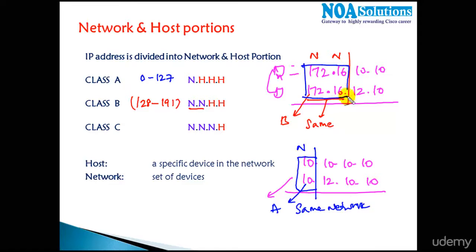In case of B class address, we have to compare the 2 portions, and in case of C class, we have to compare 3 portions. So all the 3 portions have to be the same in order to be in the same network in case of any C class example. Okay, in case of B class, 2 portions have to be the same, and in case of A class, 1 portion has to be the same.